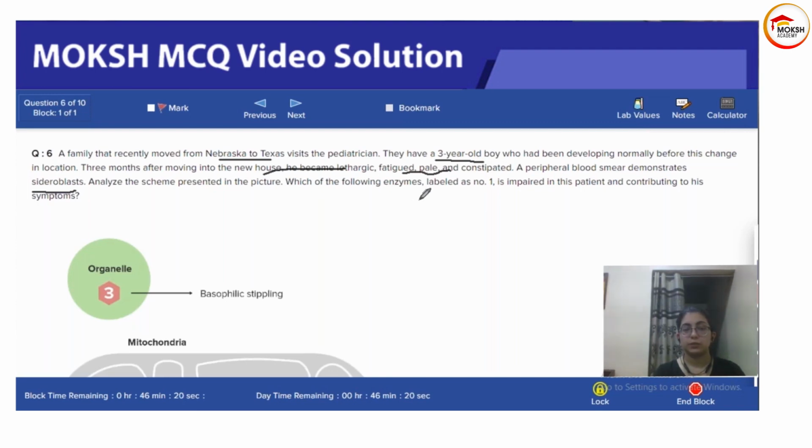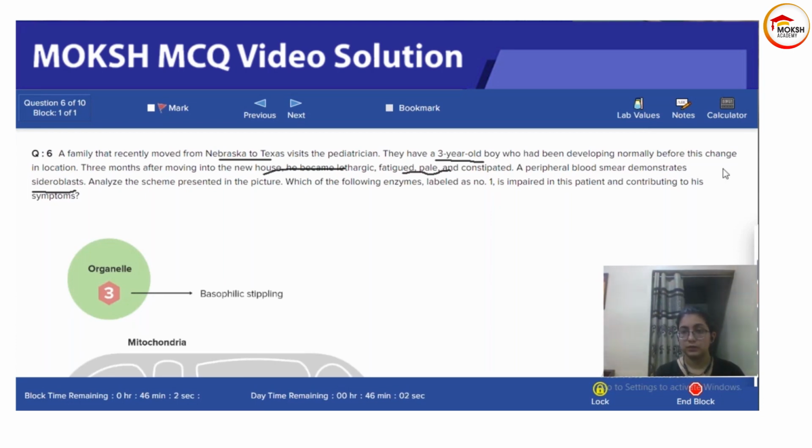Analyze the scheme present in the picture. Which of the following enzymes, labeled as number 1, is impaired in this patient and contributing to his symptoms?